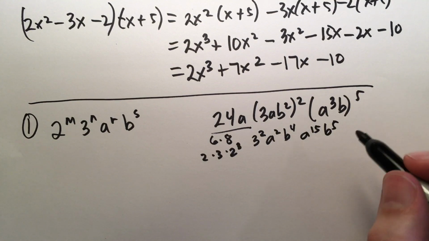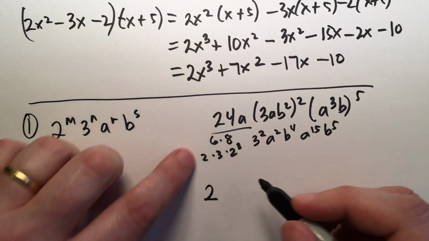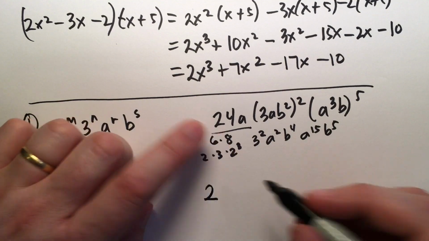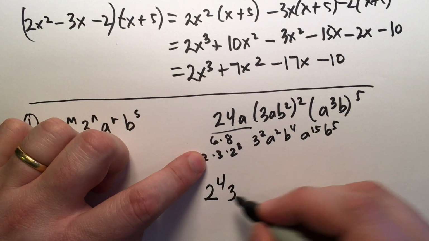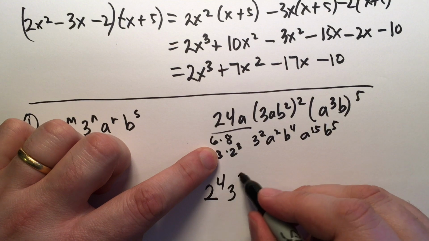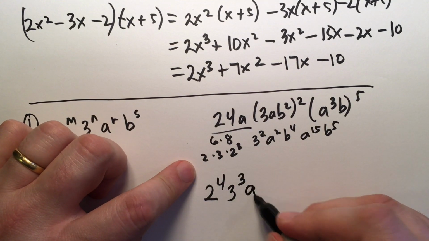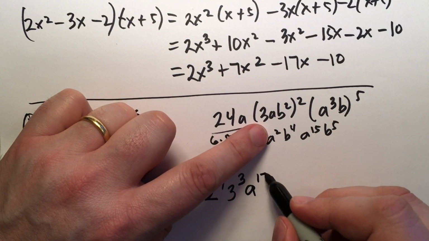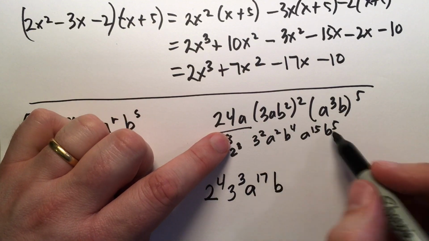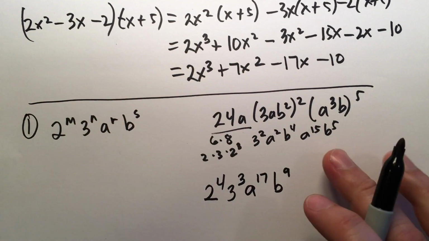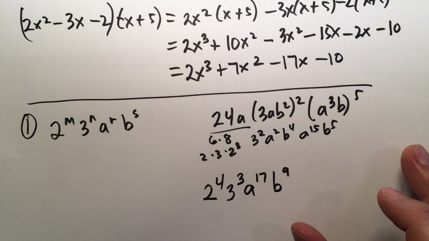Okay, and now when we collect all the terms, we're going to look. So we have a 2, we have one 2 here, we have 3 more there, so we have 4 2's. For the 3's, we have 1 here, and we have 2 more, so we have 3 3's. For the a's, there's 2 here, there's 15 there, 15 plus 2 is 17, and the b's, 4 plus 5 is 9. That's how you solve those problems.